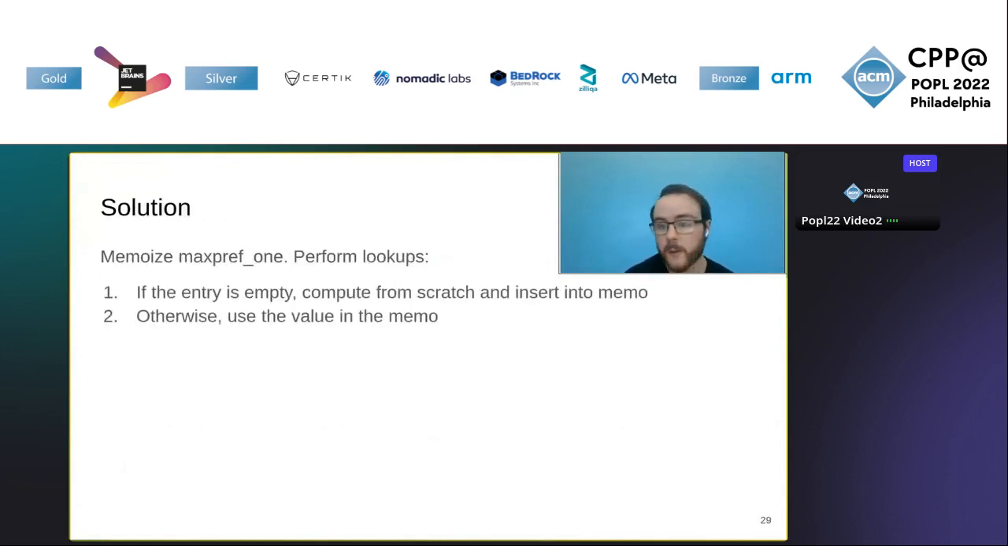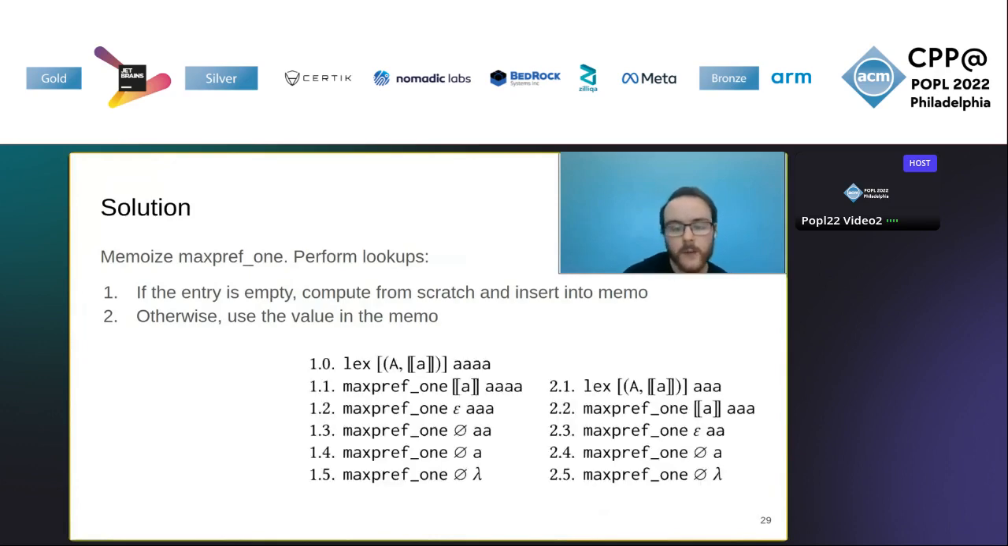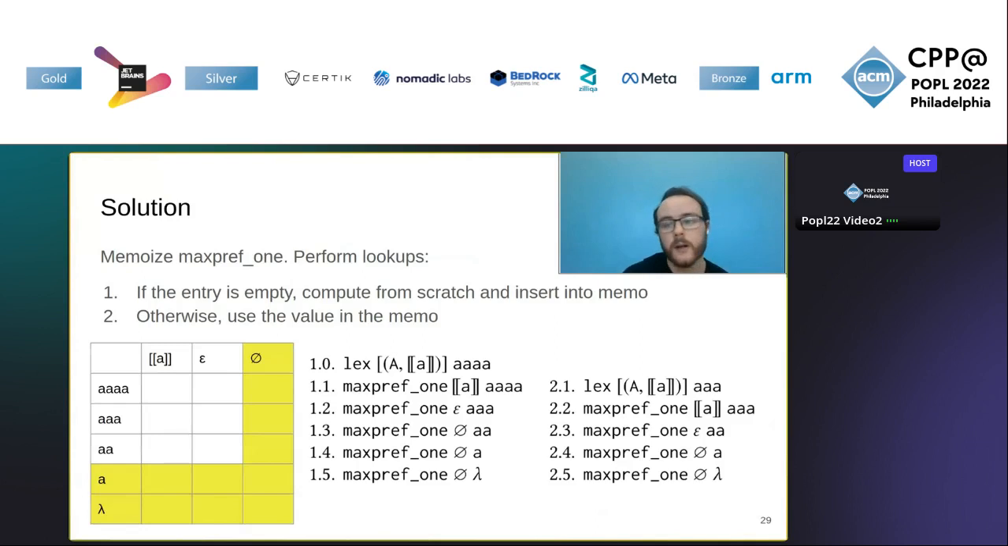And so we're going to use memoization for that. We're going to maintain a memo. We're going to perform lookups. If the entry is empty, we're going to compute the value from scratch. Otherwise, we can just use the value that's there. So here's the call stack again. Here is a representation of the memo.